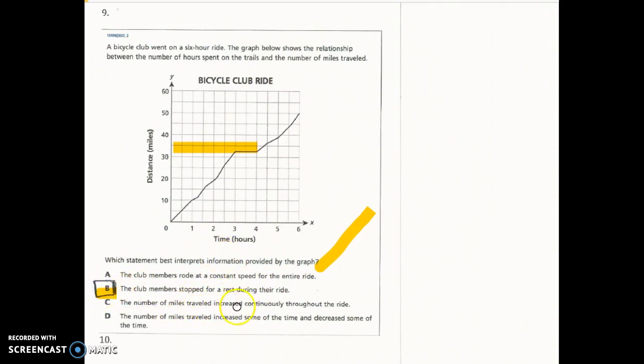The number of miles traveled increased continuously. No, continuously would be that same straight line. The number of miles traveled increased some of the time and decreased some of the time. No, we actually don't go backwards in any case. They never go backwards. We stop, but we never go backwards. So the correct answer in this case is B.